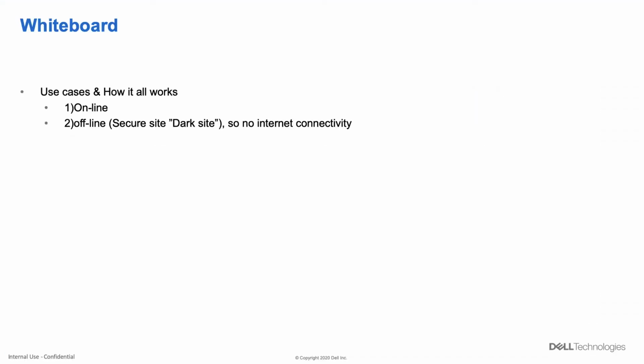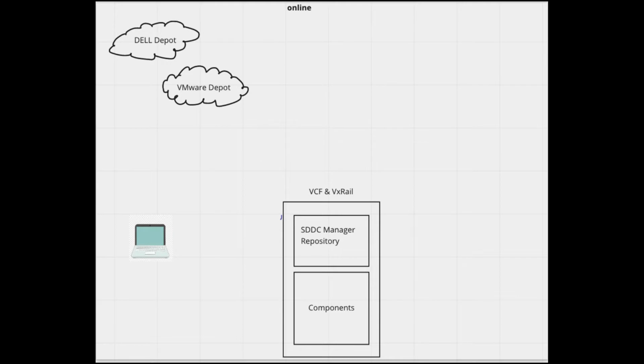Let's start going through the use cases. So firstly we'll go through an online environment and then we'll cover the offline secure or dark site. Right, so we can see our VCF VxRail system on the bottom there and the depots for Dell and for VMware, which are outside. The manifest is handled differently with this version of the skip tool now, and that also means you've got complete offline mode as well.